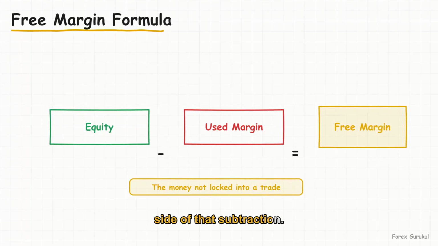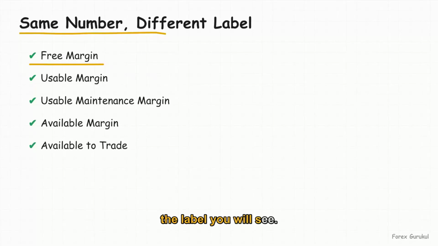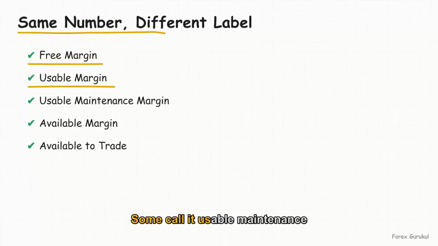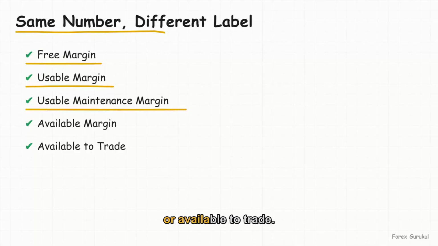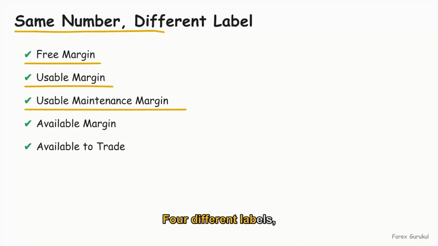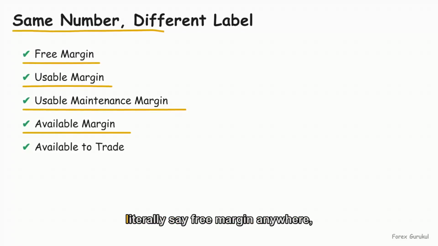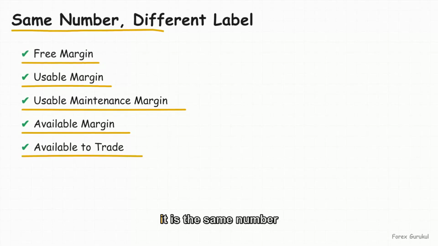Quick warning before you go hunting for this on your own platform. Free margin is not always the label you will see. Some brokers call it usable margin. Some call it usable maintenance margin. Others print it as available margin or available to trade. 4 different labels, 1 identical calculation underneath. If your platform does not literally say free margin anywhere, look for one of these instead. It is the same number wearing a different shirt.